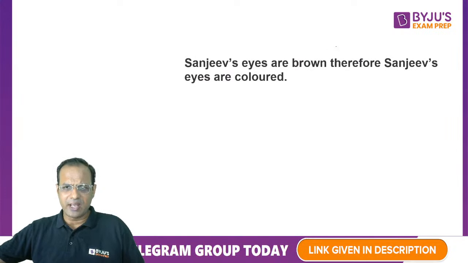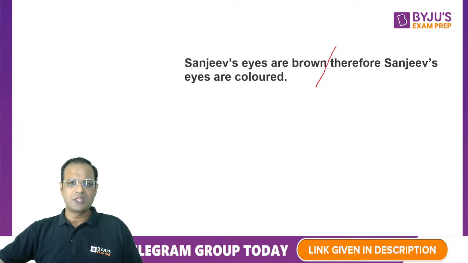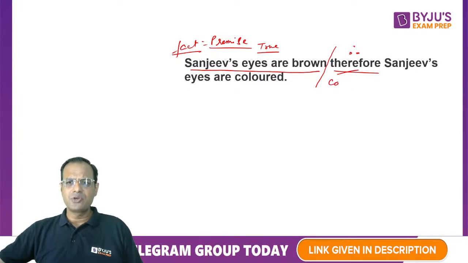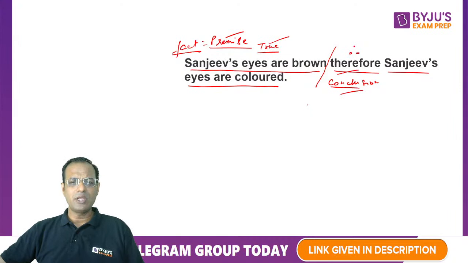Now, this sentence can be divided into two parts. Sanjeev's eyes are brown. Now, this is a fact, and hence it is called a premise, right? Sanjeev's eyes are brown, and a premise cannot be challenged. So let's say the premise is true. Therefore, now with this word we are trying to draw a conclusion. Sanjeev's eyes are colored. So if the premise is true, then can the conclusion be true? That is what we have to answer over here. So is this argument valid or not?